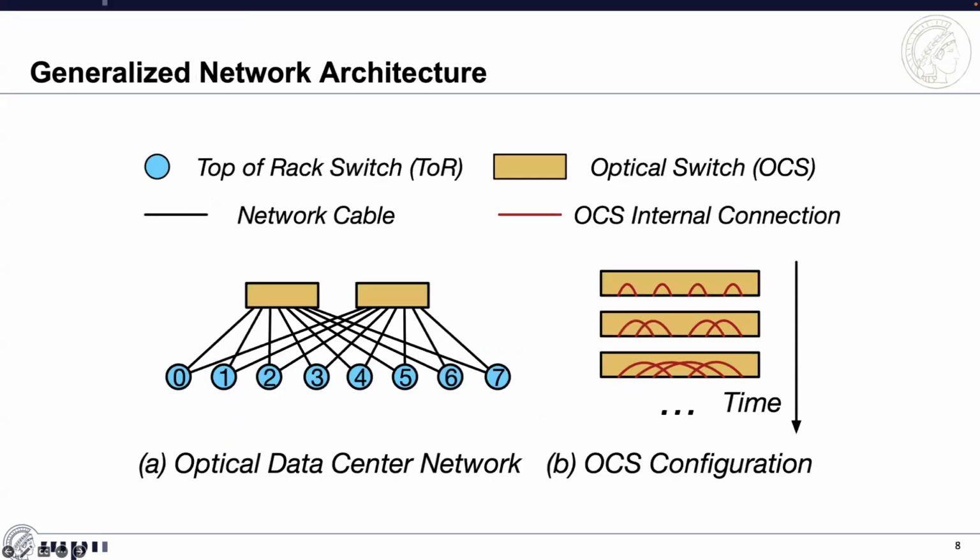So how to build this? First, we have a generalized network architecture. Although there are many different architectures nowadays, we think many of them can be abstracted as a layer of top-of-rack switches connected to the optical fabric. Of course, you can have host-based designs, but our work now is based on this ToR-level abstraction. The ToRs are connected to the optical fabric, and we assume some optical circuit switches. They are connected in some structure depending on the optical architecture, and we can configure them throughout time.